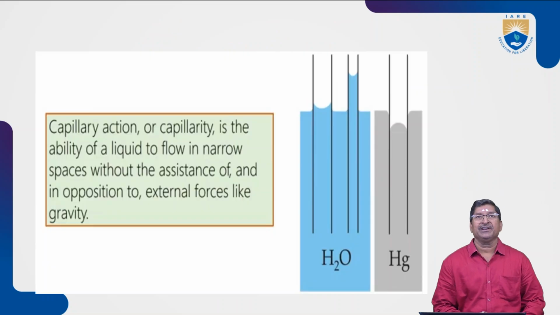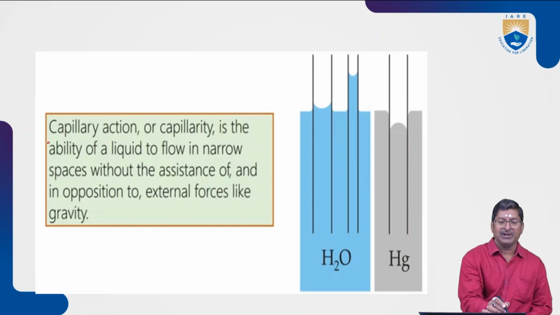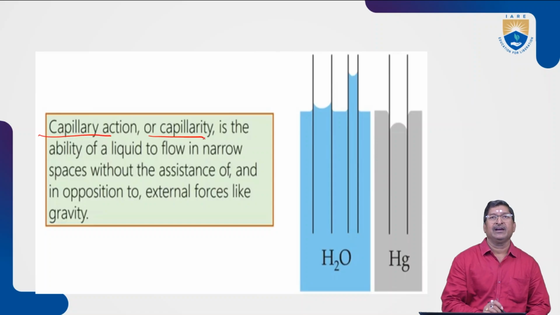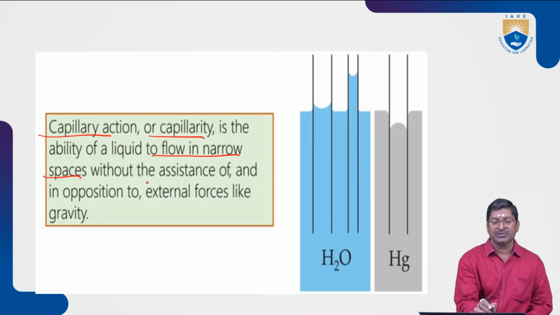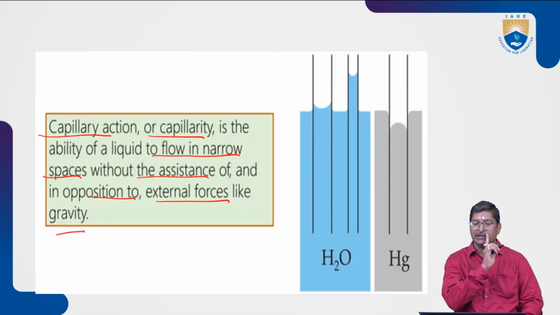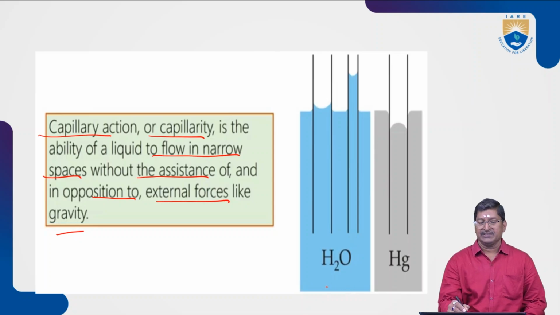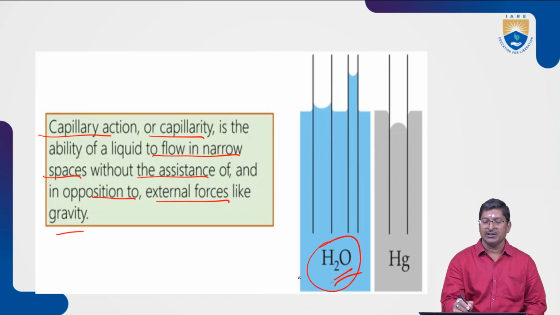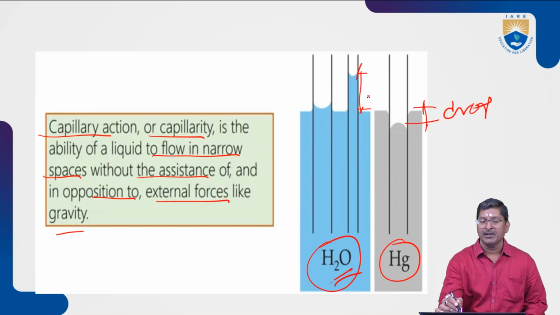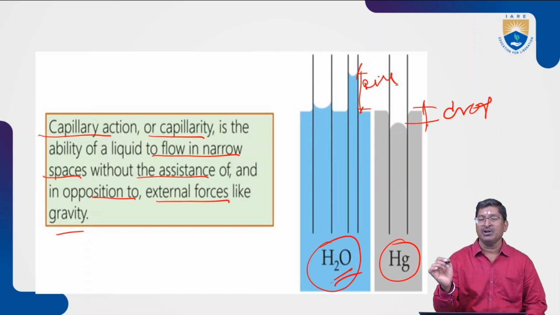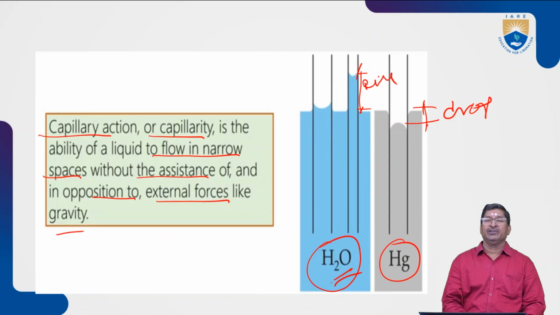You can see here capillarity action, also called capillarity, is the ability of liquid to flow in narrow spaces without the assistance of, or in opposition to, external forces like gravity. Here you can see two types of materials. One is H2O, that is water, the other is Hg, that is mercury. Here the water is rising, whereas the mercury has dropped. So it is a rise, and it is a fall.